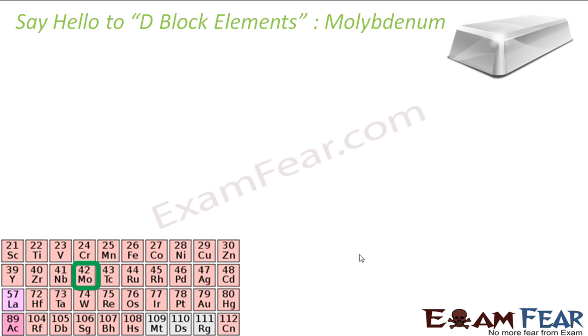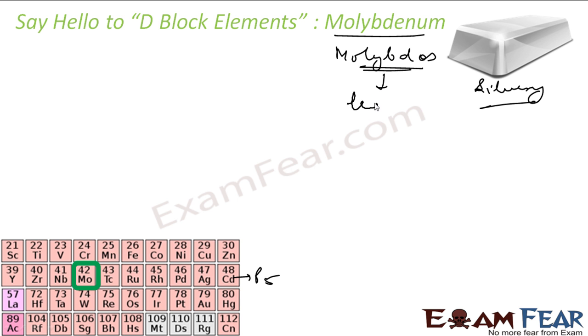Next is molybdenum. This is also a period 5 element. As you can see, this is also a silvery metal. The name molybdenum came from a Greek word, molybdos, and molybdos means lead in English. Why? Because earlier the molybdenum ores were confused with the lead ores. The ores were confused, so this name molybdos was given.